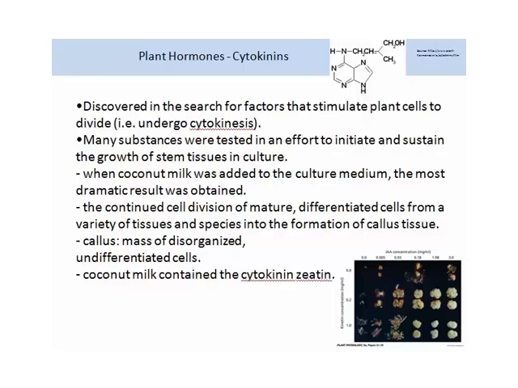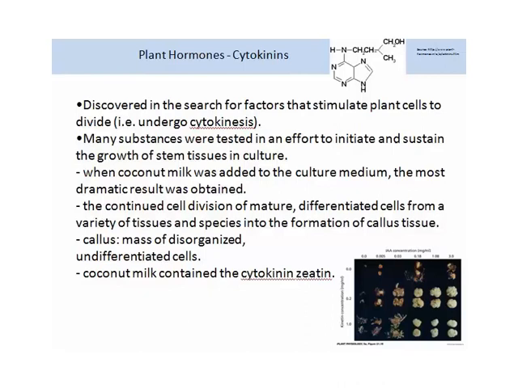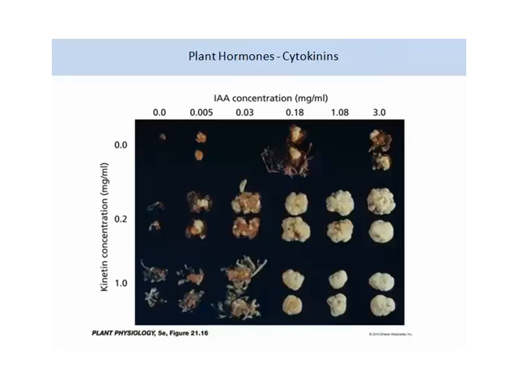Many substances were tested in an effort to initiate and sustain the growth of stem tissues in culture. For example, when coconut milk was added to the culture medium, the most dramatic result was obtained. It induced cell division of the mature, differentiated cells from a variety of tissues and species into the formation of what is called callus tissue. Callus is a mass of disorganized, undifferentiated cells. It turned out that coconut milk contained the cytokinin zeatin. The image on your slide shows the results from these experiments with the addition of the cytokinin and the resulting callus growth.